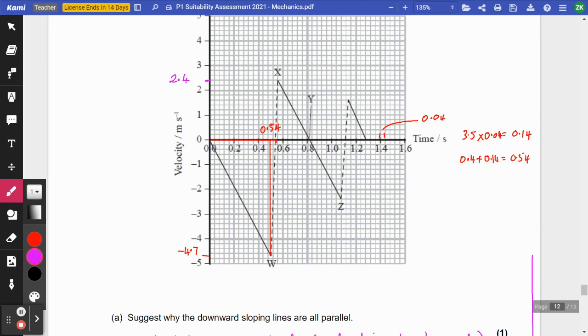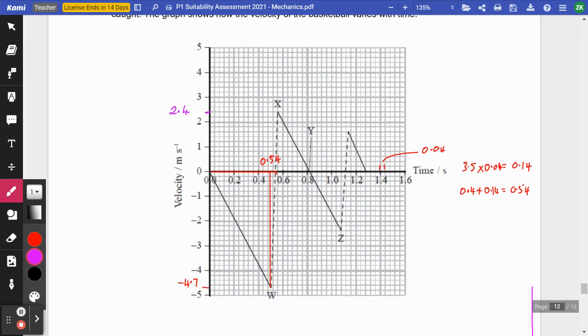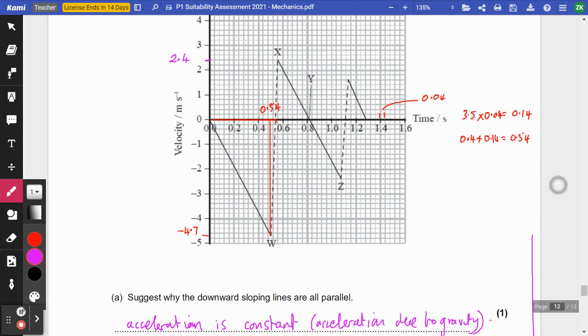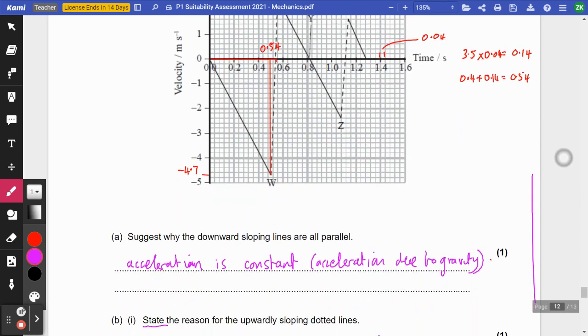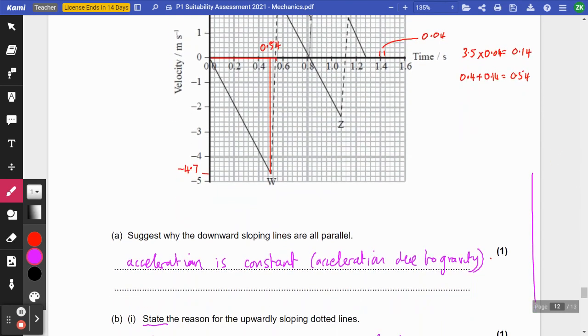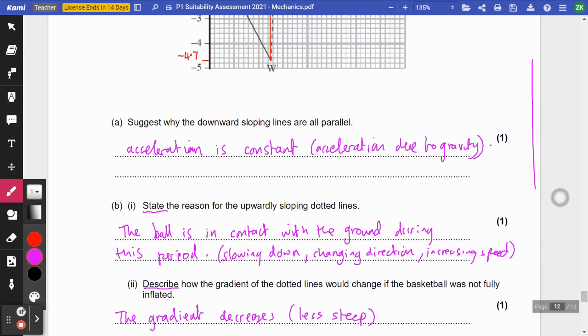So, in a velocity time graph, the gradient is the acceleration. So when these lines are parallel, the gradient is the same all the way through. That signifies that the acceleration is constant, it's negative, and it is the acceleration due to gravity. Key ideas: same gradient, so acceleration is constant, and that acceleration is actually 9.81, providing there's no air resistance.